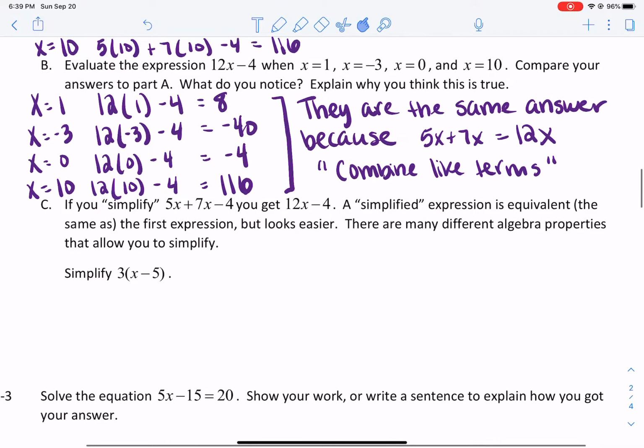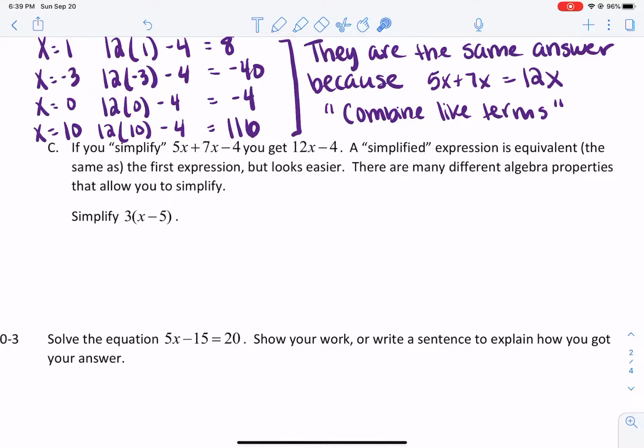All right. So for part C, it says if you simplify 5x plus 7x minus 4, you get 12x minus 4. A simplified expression is equivalent, which means the same as, the first expression, but it looks easier. There are many different algebra properties that allow you to simplify.